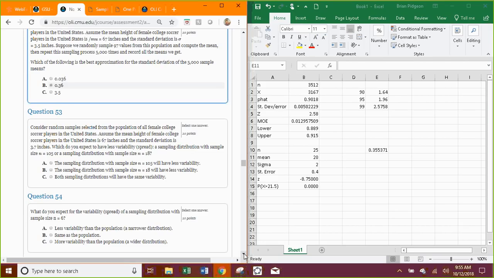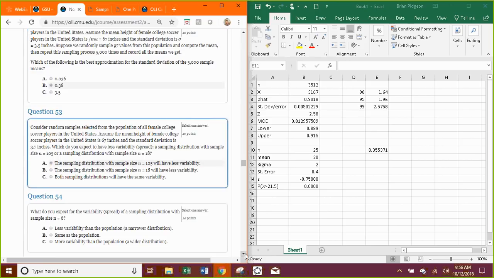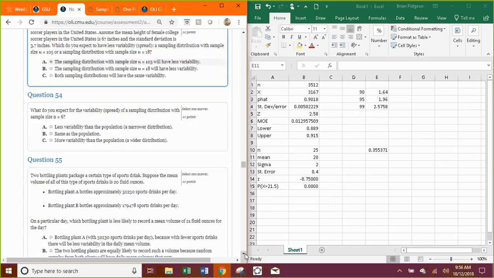Okay. Consider the same situation, but which do you expect to have less variability? A sampling distribution with sample size 105 or sample size of 18? We should know this. We've talked about it a million times. Larger sample sizes have less variability. So the sample size of 105.